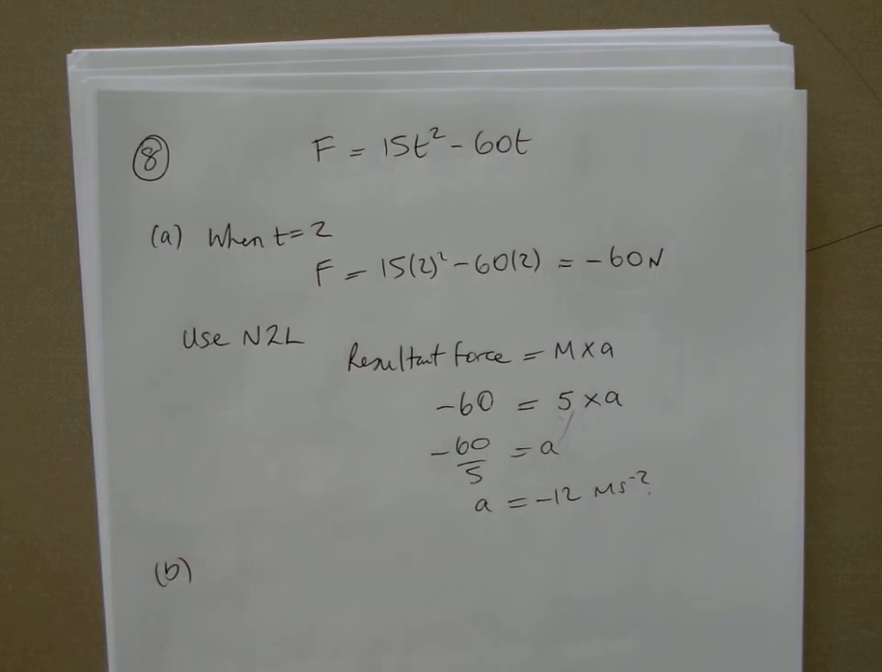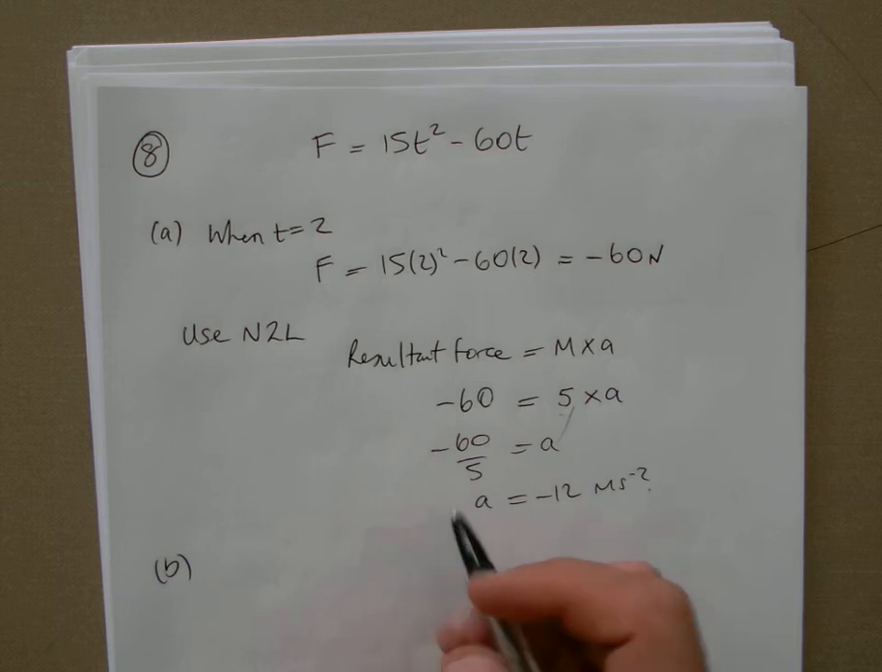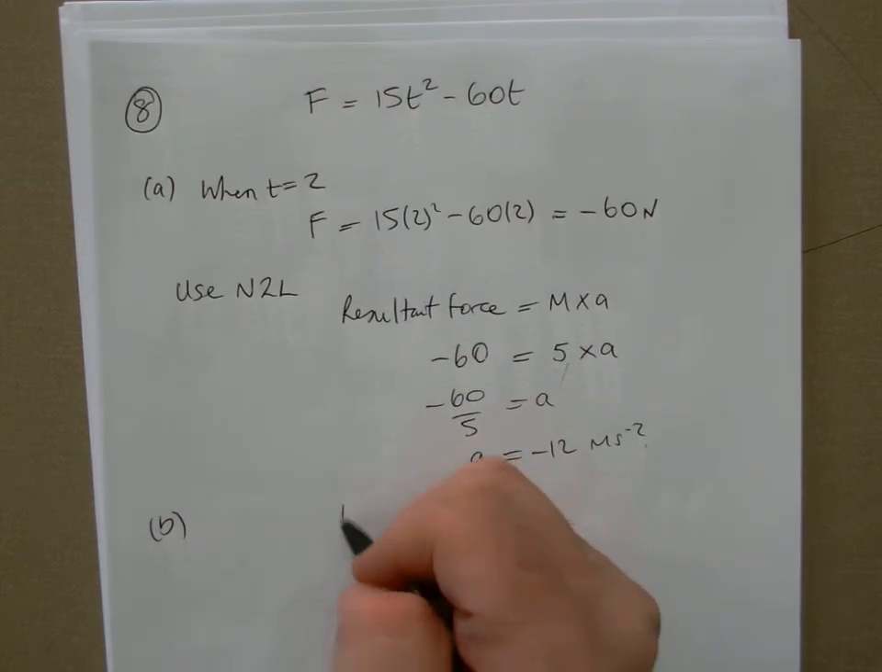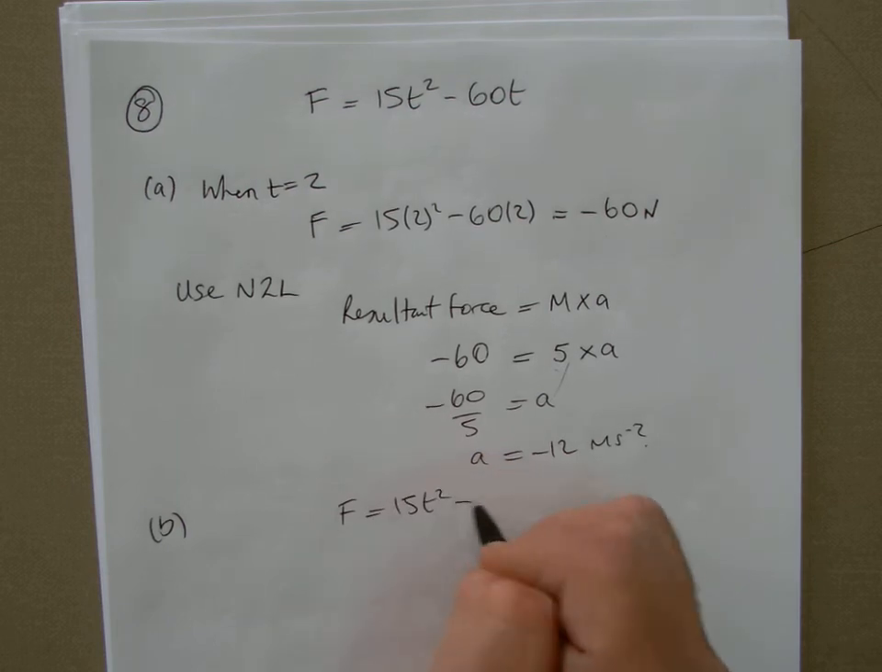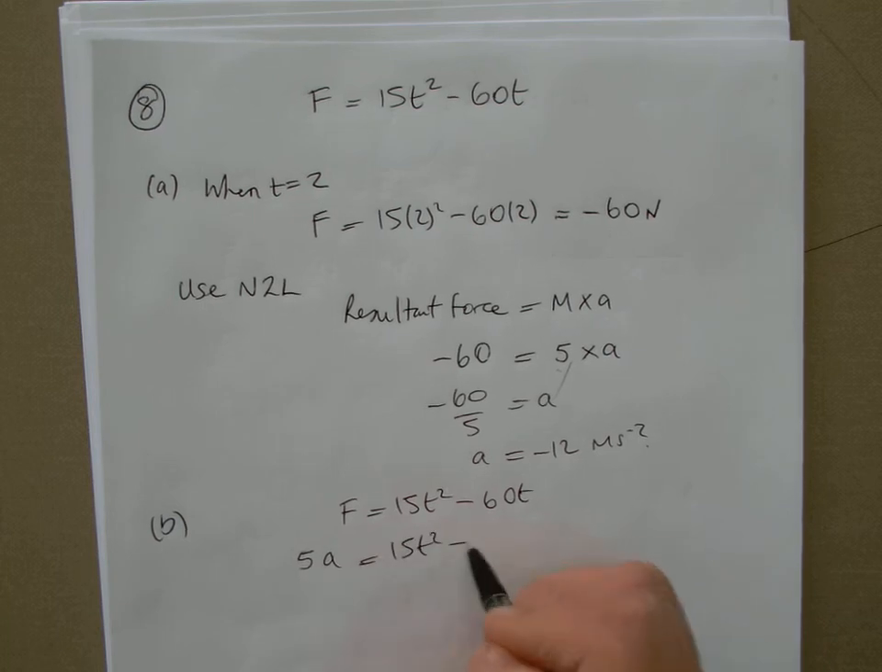Part B there says the velocity of the particle at time t is denoted by v. Given that v is 35 when t is 0, find an expression for v in terms of t. Now, looking back to what we had with F here, F is 15t squared minus 60t. Remember, we've got that, haven't we?